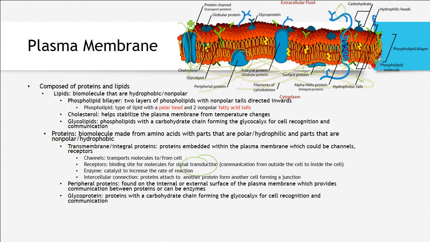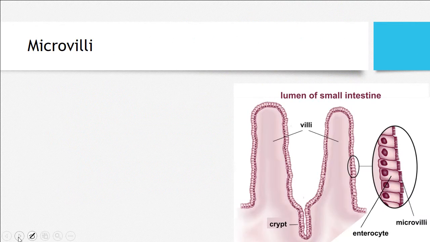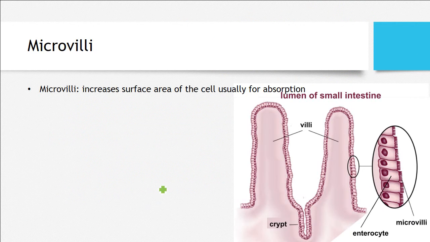Then there's the glycoproteins, like we said earlier, are these sugar molecules that come off of the protein to help recognize itself. Microvilli are these structures that come off of the plasma membrane. They are part of the plasma membrane itself.